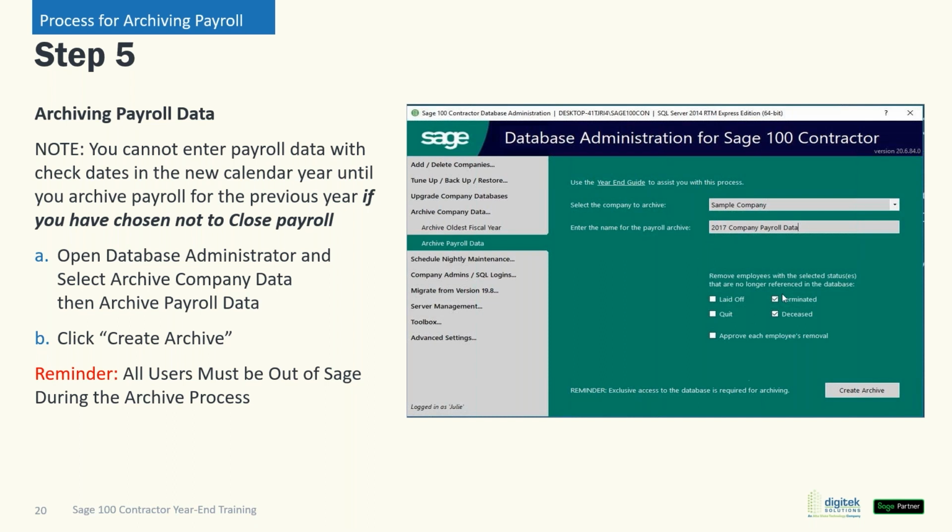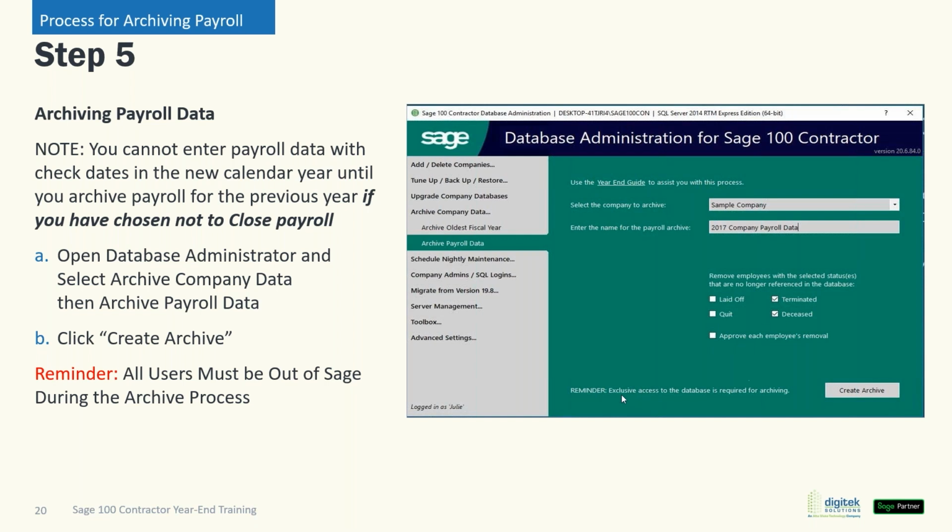Then you'll also notice these options down here when it archives. What do you want to do with employees that have these statuses? Do you want them removed from the database or left in the database? Here we've selected remove the terminated and remove the deceased. Since we went through that employee list and updated all the employee statuses accordingly, and if we're comfortable with that, I can just go ahead and select Create Archive. But if I want to give one final review and look at each employee before it's removed, I can select Approve each employee's removal, and it'll take me employee by employee, and I can say either yes or no.